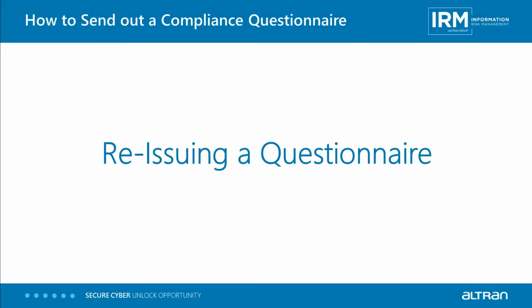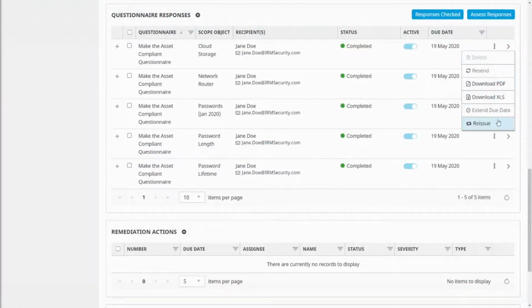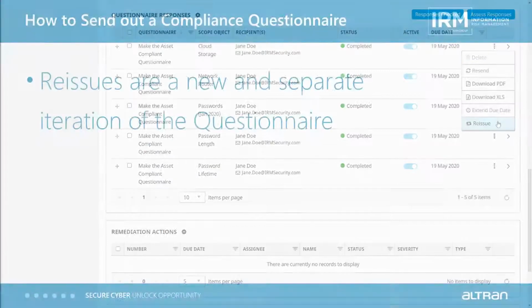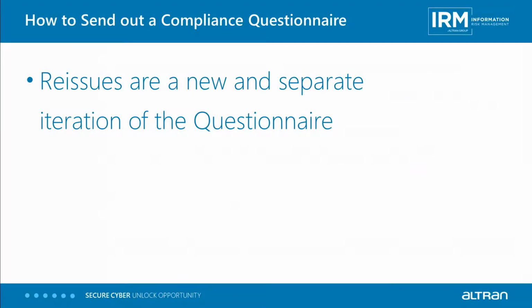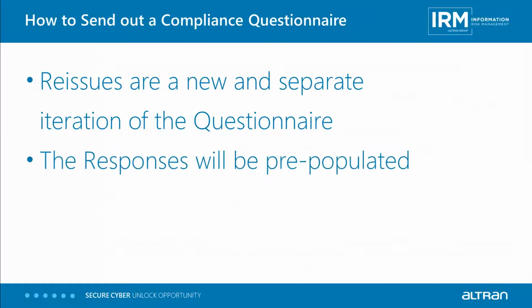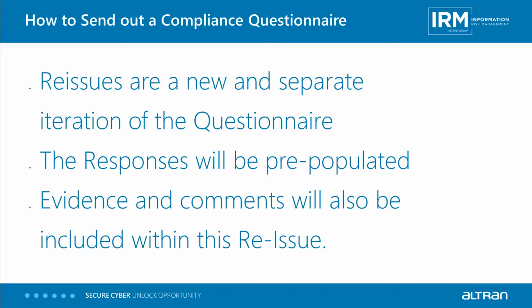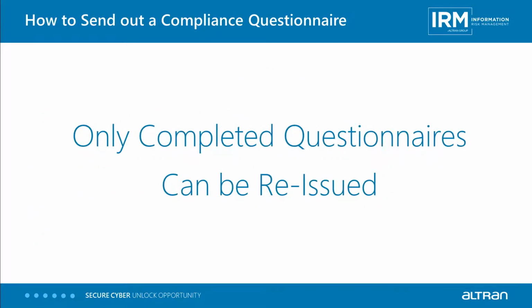Reissuing a questionnaire. When a questionnaire has been submitted, you can reissue a questionnaire. This will create a new and separate iteration of the questionnaire, where each of the responses will be pre-populated with the answers provided in the original iteration. Any supporting material such as evidence and comments will also be included within this reissued questionnaire. Please note, you can only reissue a questionnaire as a whole, and only when every section has been submitted as completed. You cannot reissue a single section.